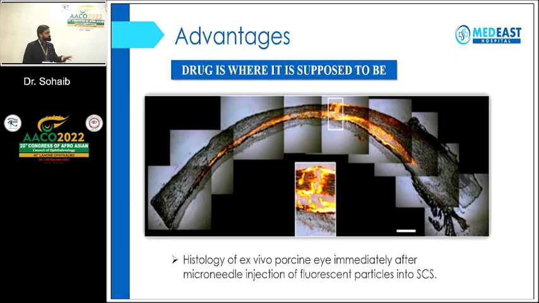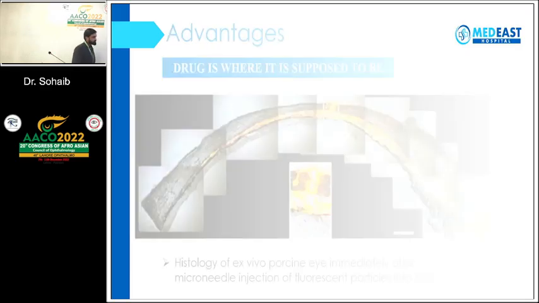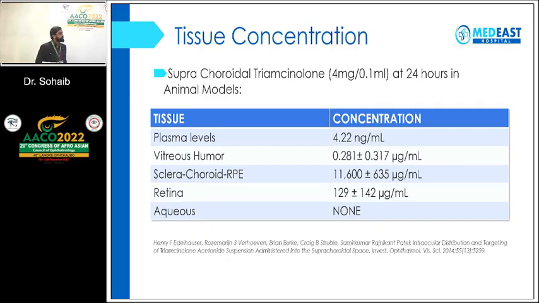The main advantage of this space is that the drug goes to the place where it's supposed to be. This is a section of a porcine eye in which fluorescein was injected, and you can see that it does not go into the anterior chamber at all. It just stops dead at the ciliary body, and it's amazing because it's not going to give you those side effects. In animal models with these injections, plasma levels are negligible, vitreous humor very low, very high in the choroid, sclera, and retina, and none in aqueous.